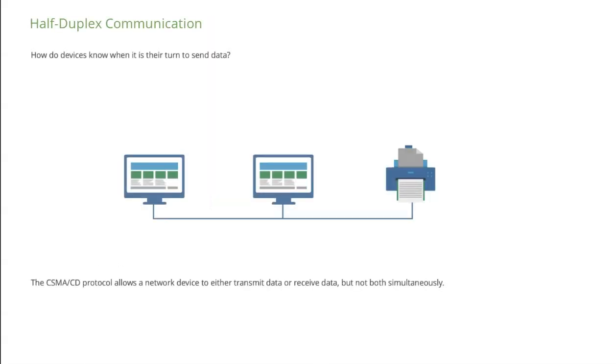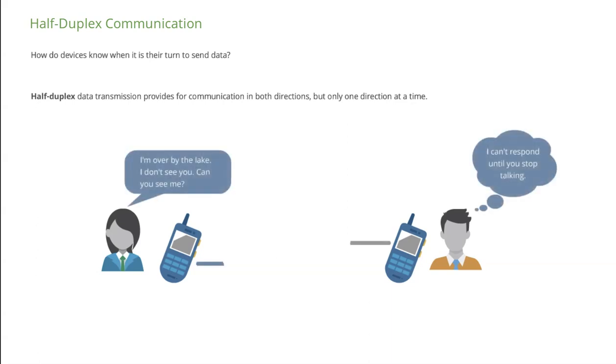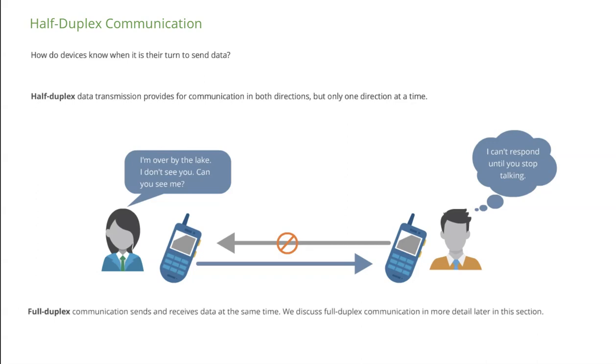Now, what's important to remember about the CSMA-CD protocol is that it allows a network device to either transmit data or receive data, but not to do both simultaneously. This type of system is known as half-duplex communication. A half-duplex system provides for communication in both directions, but only one direction at a time. Half-duplex data transmission is similar to using a walkie-talkie. If you want to talk, you need to press the talk or transmit button. While you are talking, the other person cannot transmit to you. Full duplex communication, on the other hand, sends and receives data at the same time. We discuss full duplex communication in more detail later in this section.